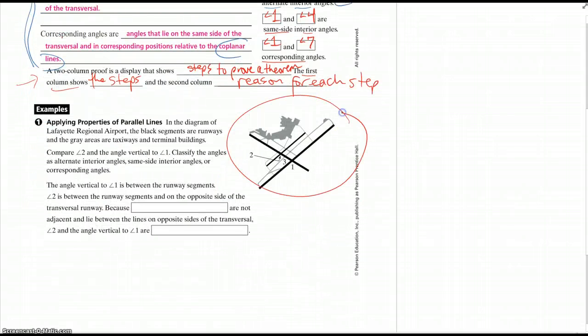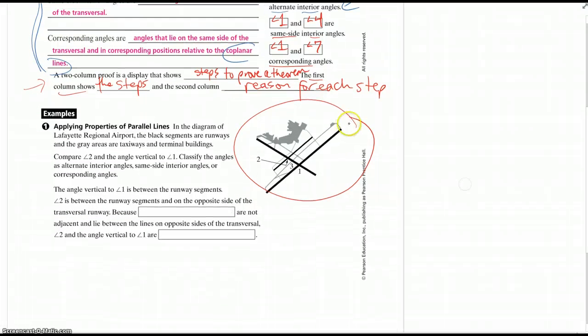This diagram shows Lafayette Regional Airport, and now we're back to parallel lines, the special case of the coplanar lines. These 2 black lines are parallel runways. This black line is a transversal runway. So now they want us to compare angle 2 and the angle that's vertical to 1. Well, that means we're talking about angle 2, which is this little corner here, and the angle vertical to 1.